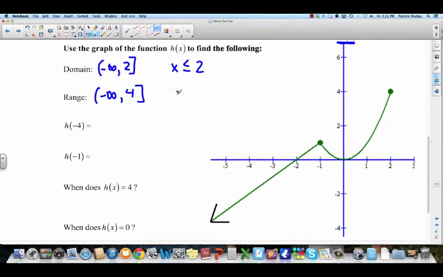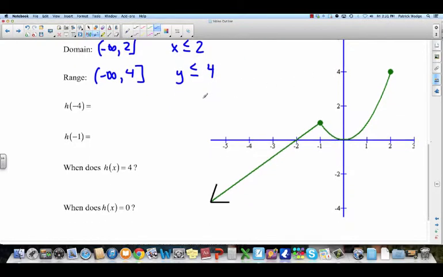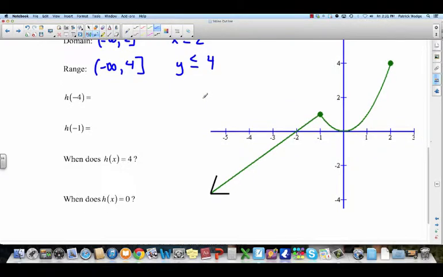Or the other way you could say that, all the y values are less than or equal to 4. Okay, now it gets a little bit more confusing. This question says, what's h of negative 4? So what that's saying is, when you put negative 4 into this function, this is some crazy function, I don't know what the equation is even for it, but this is the function h. When I put negative 4 as my input, what's my output?